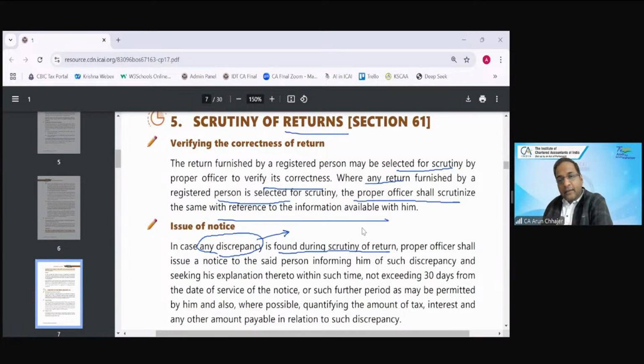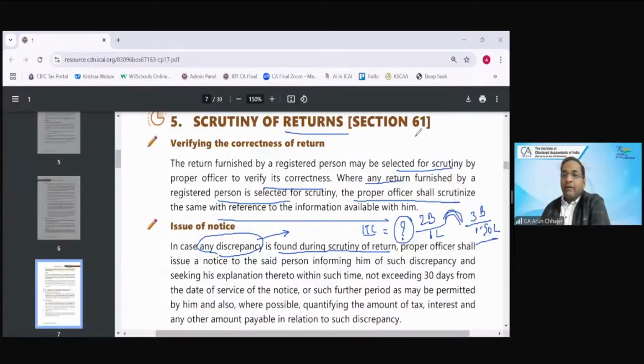Can you tell me, ITC can be taken based on which document? The answer is GSTR 2B. Let's say ITC is appearing as 1 lakh, but the registered person has filed GSTR 3B by taking ITC of 1.50 lakhs. Ideally, is it not a discrepancy? Yes.